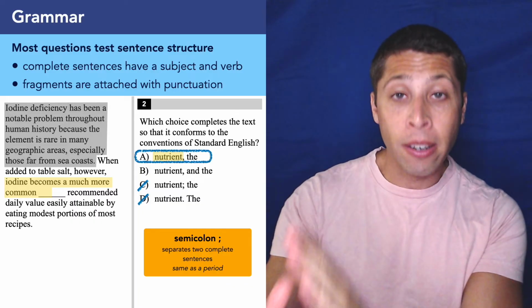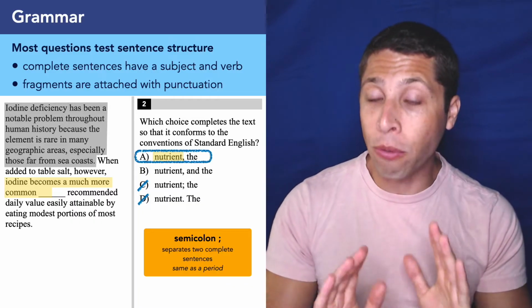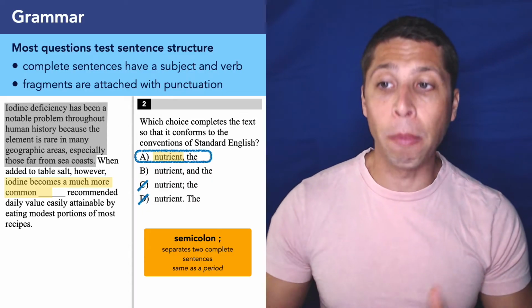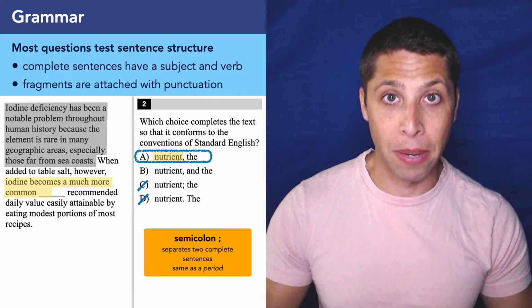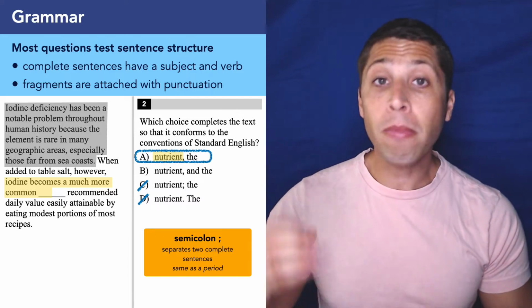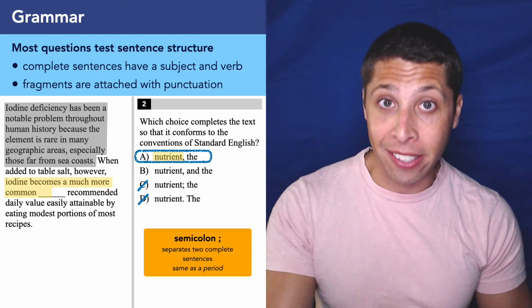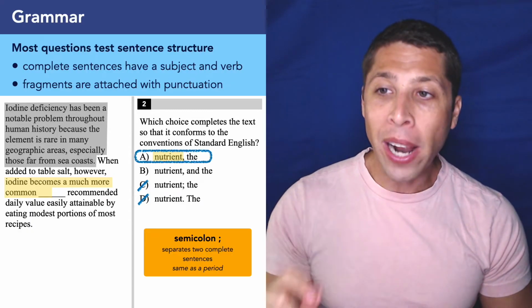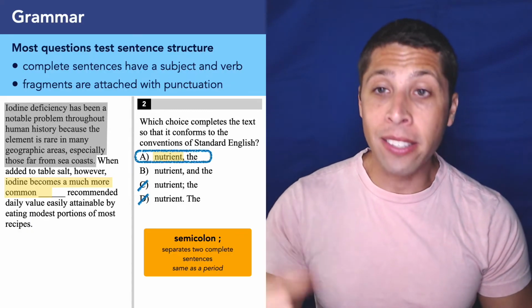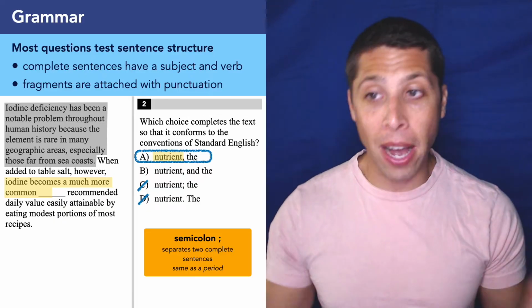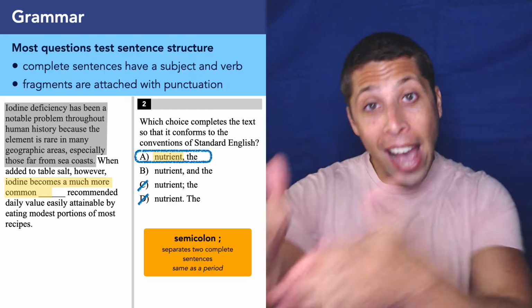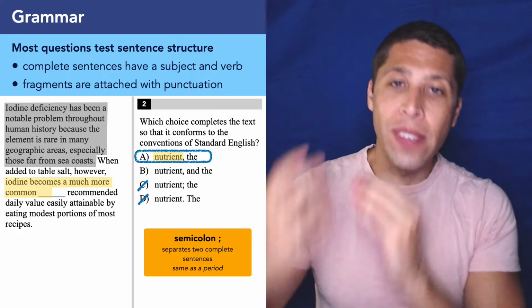So as it's written, it is not a sentence. There's technically no verb here. Let me read it. The recommended daily value, easily attainable by eating modest portions of most recipes. This is description. But by adding the word is, I can turn it into a sentence. Listen. The recommended daily value is easily attainable by eating modest portions of most recipes. Is a verb.